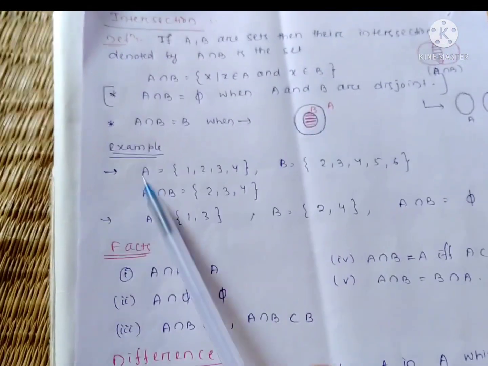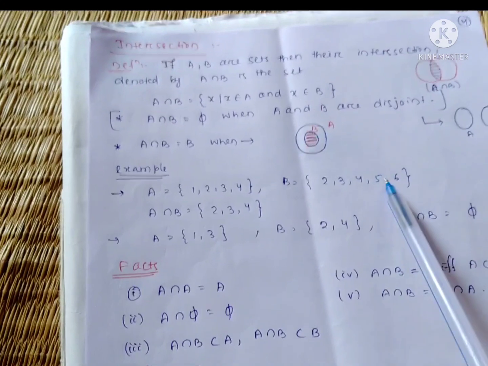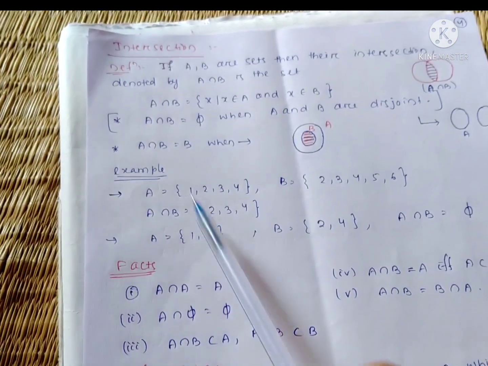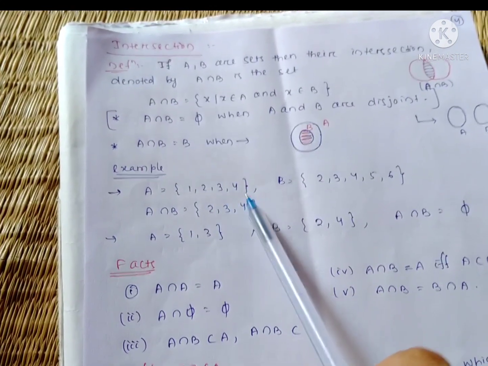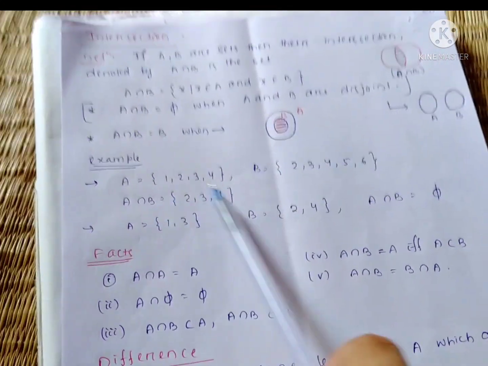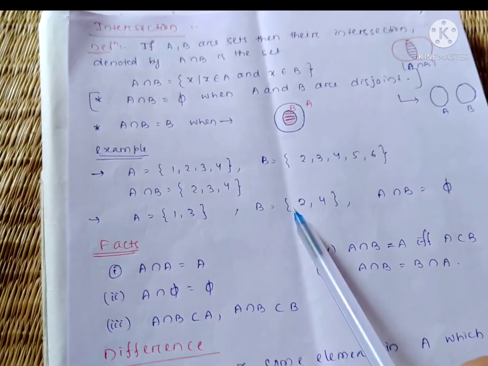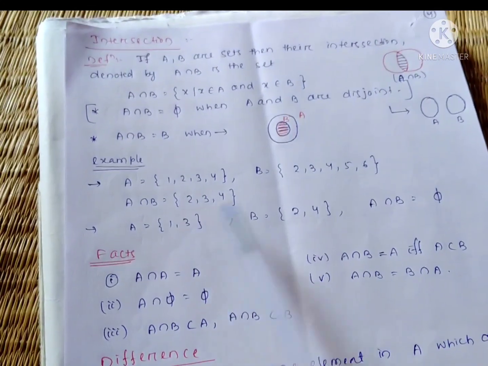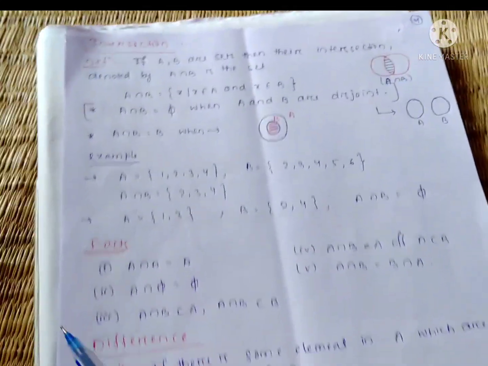एग्जाम्पल से समझते हैं. A इक्वल टू 1 2 3 4, B इक्वल टू 2 3 4 5 6, देन A इंटरसेक्शन B इक्वल टू the elements which are common in both A and B are 2 3 and 4. So the answer is 2 3 4. A equal to 1 3, B equal to 2 4, and there are no elements common in these pairs, so A intersection B equal to phi.